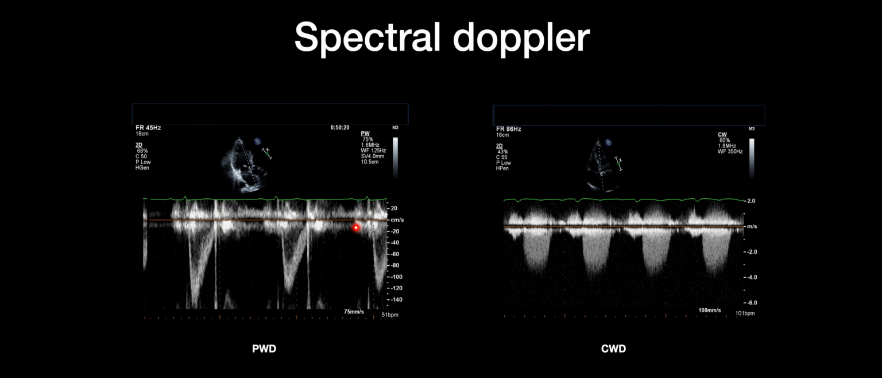The challenge of pulsed wave, one might argue you'd use it all the time, but the problem is that at high flow rates, it can't resolve it, and you get a problem of a thing called aliasing. And in that circumstance, we need to convert to continuous wave.